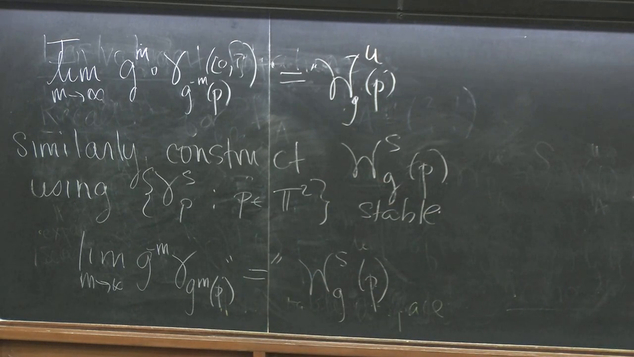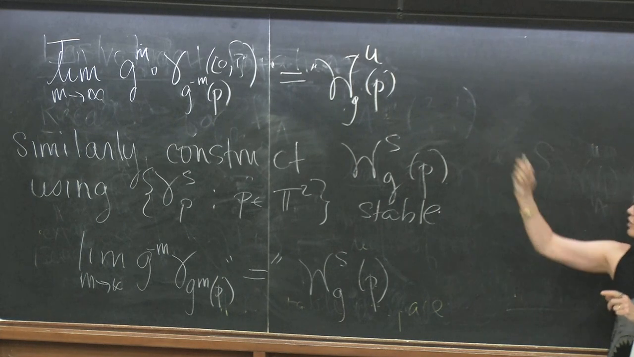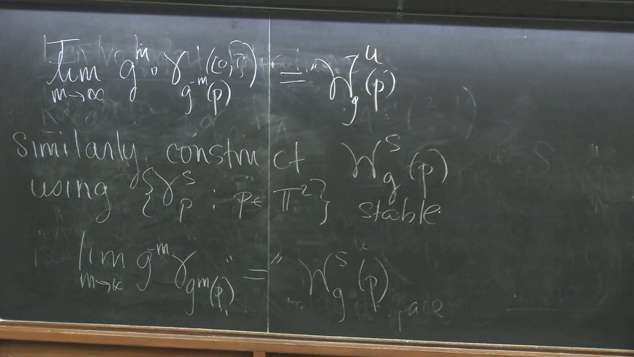And it shouldn't be surprising that these limiting curves certainly lie inside the unstable cone. So if I iterate a curve inside of W^u forward, it grows in length by lambda. And if this limit exists, then clearly the image of a piece of unstable manifold is a piece of the unstable manifold.